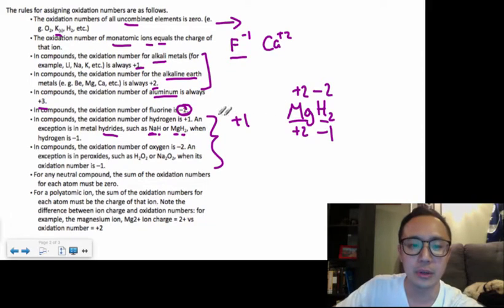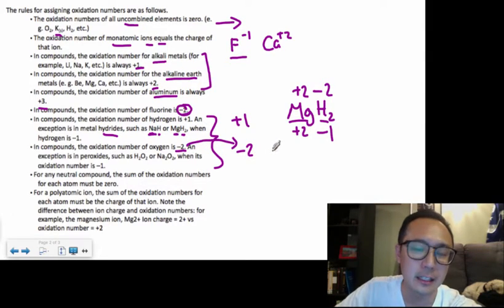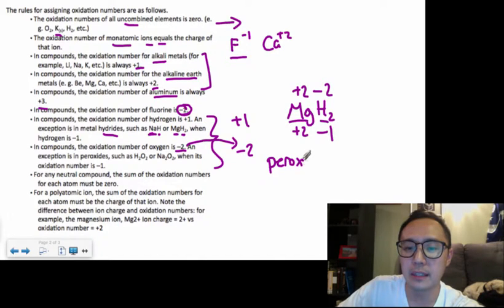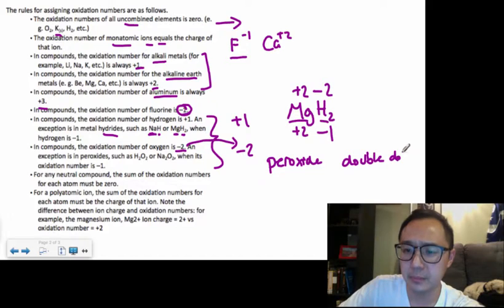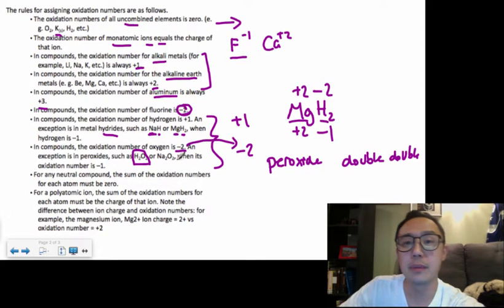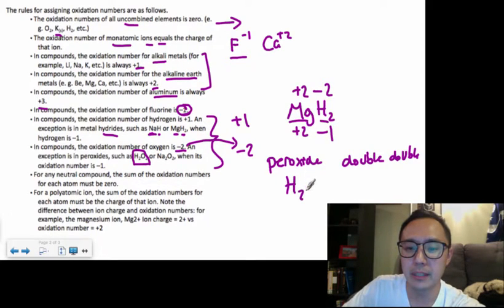So that's one thing to keep in mind: if your hydrogen is with a metal hydride, then it's a -1 charge. Another exception is oxygen. You always want to start with oxygen, which is -2, but there is an exception. If oxygen is in a peroxide, basically, if you remember it to be double-double, that means your first element has 2, the second element has 2, double-double, then you would have oxygen being -1. So one example is H2O2. You notice that's double, 2 and 2. So this will have 1 times 2 is -2, +2, +1.